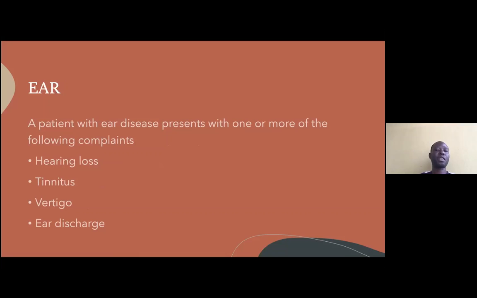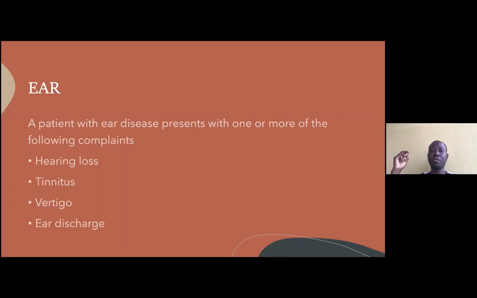So for the ear, I'll start with the symptomatology. A patient with ear disease can present with any of the following symptoms: hearing loss, and we all understand what we mean by hearing loss. Then tinnitus. Tinnitus is a ringing sensation in the ear, noise in the ear. It can be objective or subjective, usually subjective, because the patient tells you he hears noise in the ear. He hears a ringing sound, a buzzing sound, or any other kind of sound in the ear, and that's tinnitus.